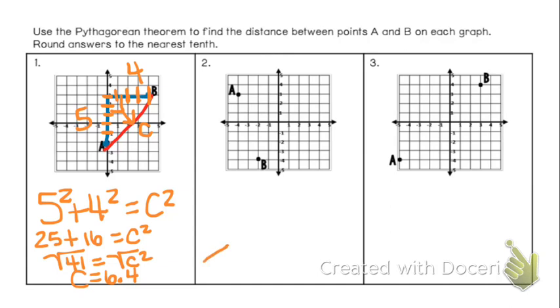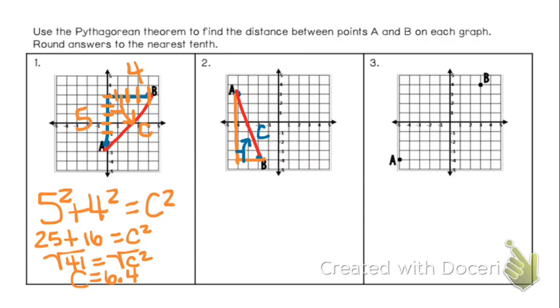Okay, so let's look at number 2. Number 2, we have 2 points. We have point A and point B. So I'm going to draw a line directly down, and the line's going to stop where it meets directly across from point B, and then I'm going to go across. Then I'm going to draw my diagonal line. So this is obviously my right angle, and this is C. Now I need to find the distance on A and B.